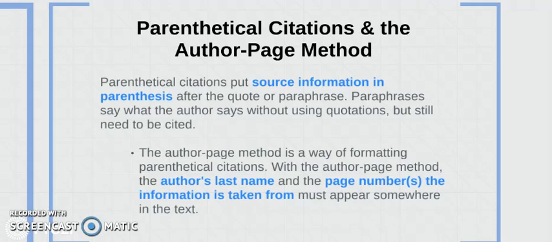When doing MLA citations, the author page method requires that you include the author's last name and the source page number you got the information from. The author's last name doesn't necessarily need to be in the parenthetical citation at the end, as long as it's somewhere in the sentence. It's usually put before the quote if it isn't in the parentheses. By doing this, the reader can find the author in the bibliography by their last name, and then find the author's work that you got the information from, and read or even cite it themselves if they want to.